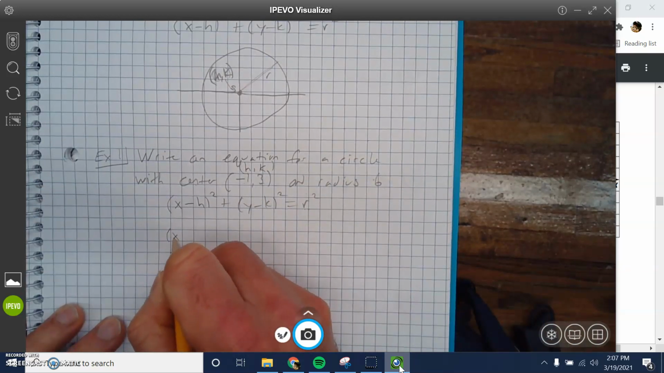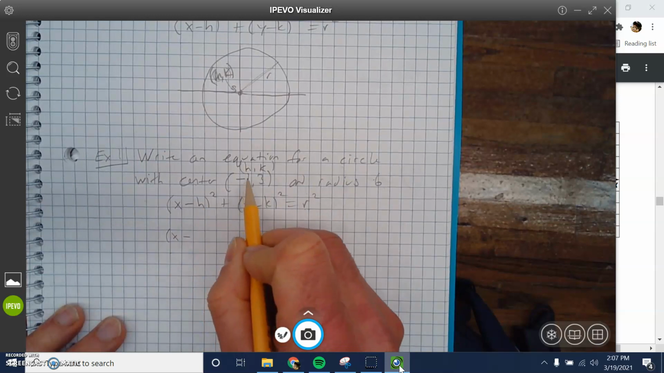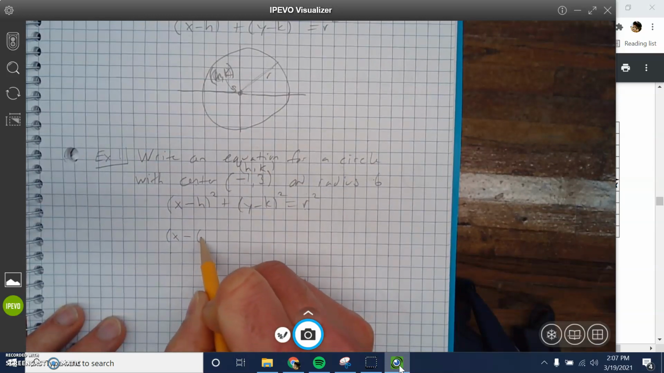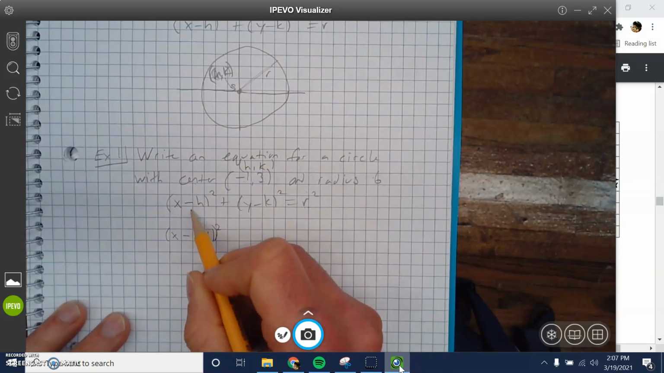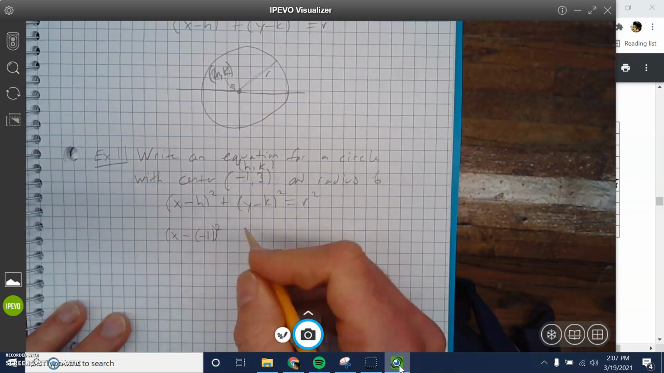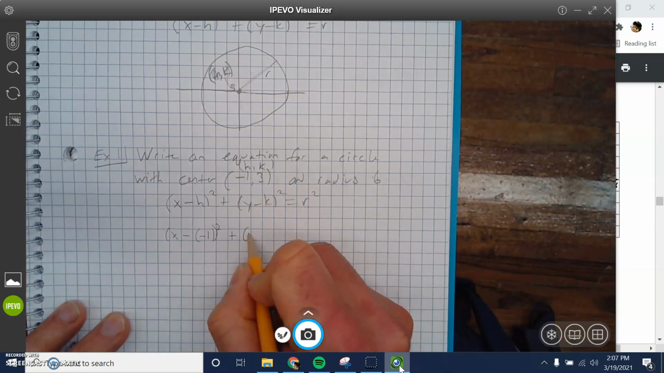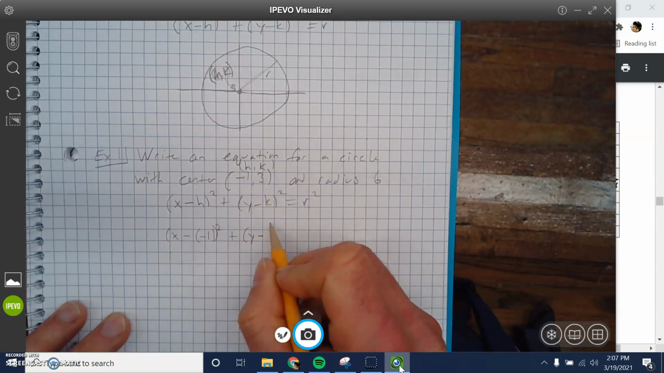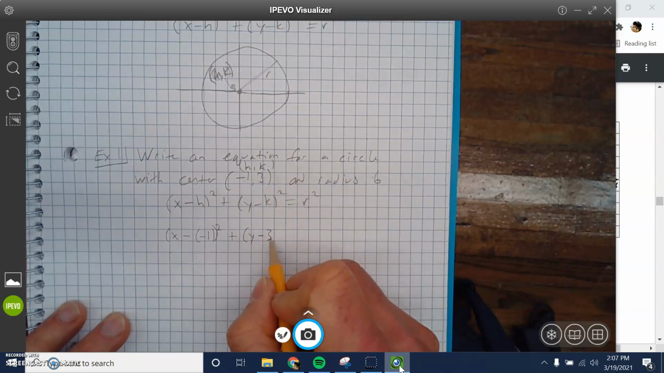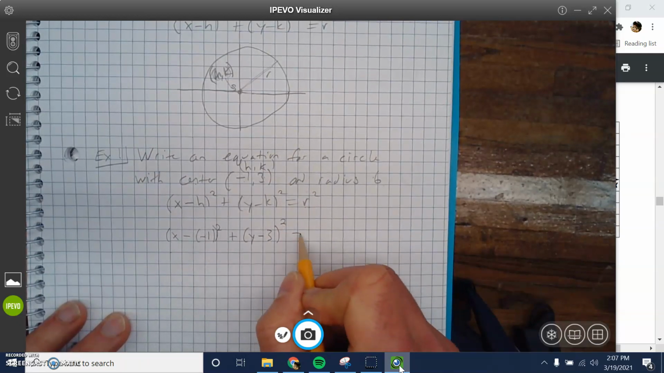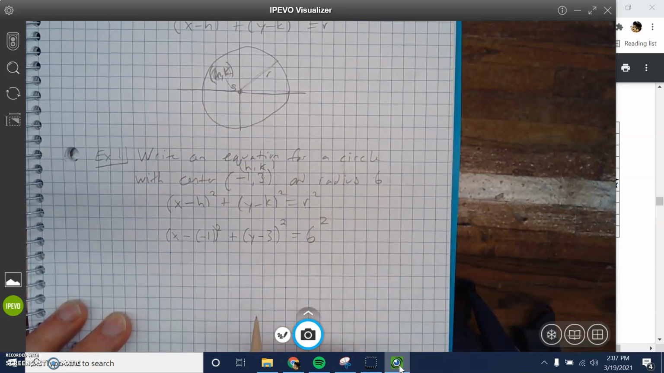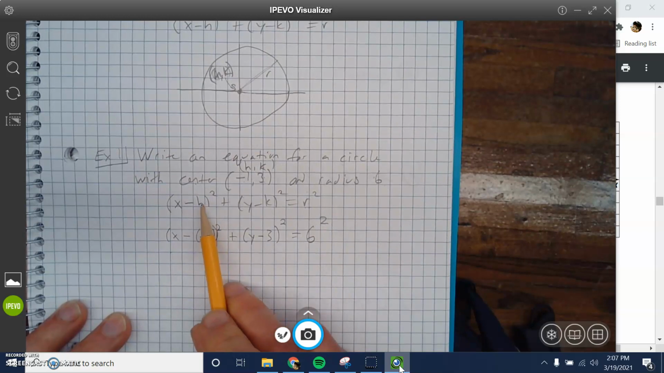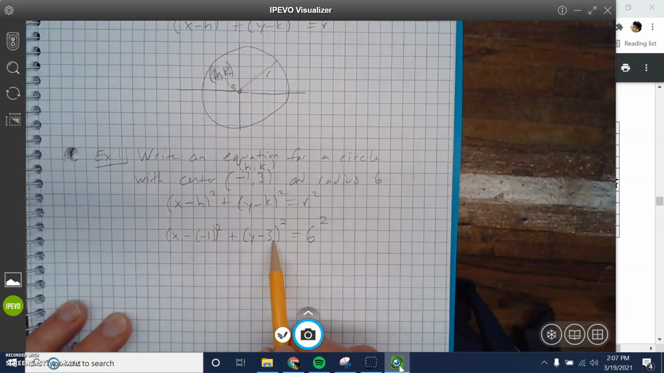So it's x minus, h is -1, so it's minus -1 all squared. It's not -1, it's minus -1. Don't make that mistake. Plus y minus k, k is just 3, okay, squared, don't forget the squared, equals radius squared. So the radius is 6 squared. So all I did was I plugged it in. H is -1, k is 3, r is 6.